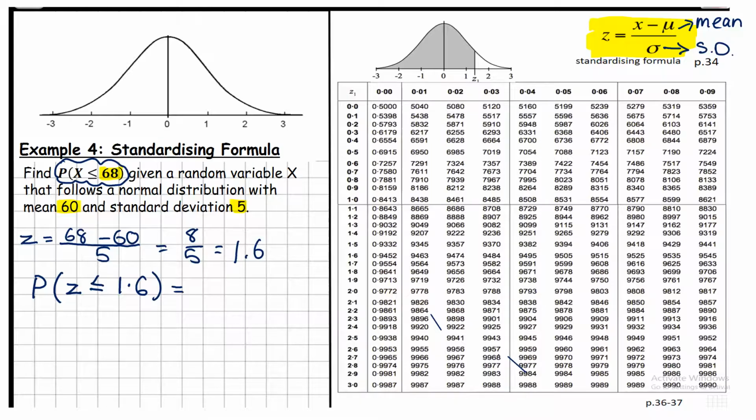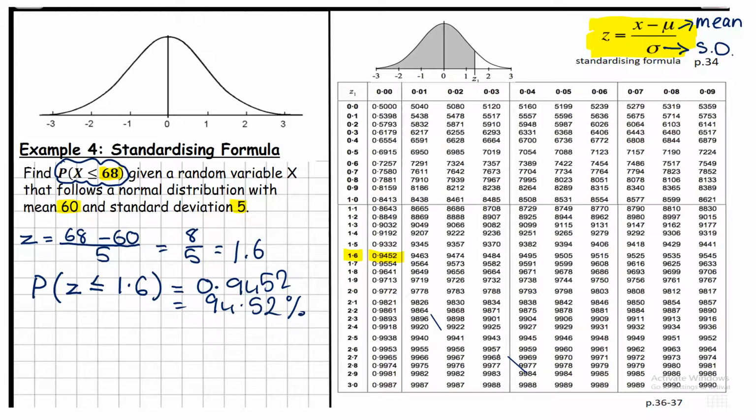So let's go look for our formula, which is just 1.6. And here is our answer here. So that is equal to 0.9452, which is equal to 94.52%. So what that's telling us is the probability that a random variable x being less than 68 is 94.52%, given that it's coming from this data that has a mean of 60 and a standard deviation of 5.